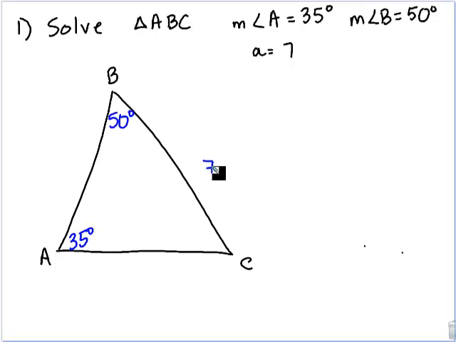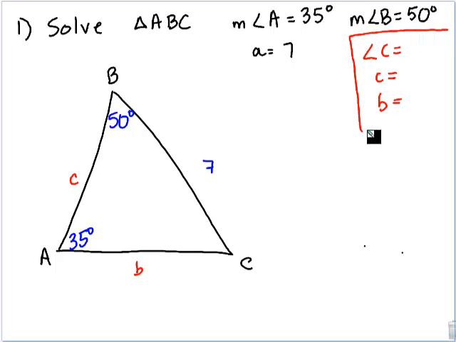Okay. Now, we have to determine what our 3 missing pieces are from this triangle. So what are the 3 pieces we don't have? C, side C. Okay, so side C would be right here. So we don't have side C, so we need to figure that out. But we don't have angle C, so we also need to figure that out. And side B, so we need to figure that out. So those 3 will be our answers. We have to figure out all 3.